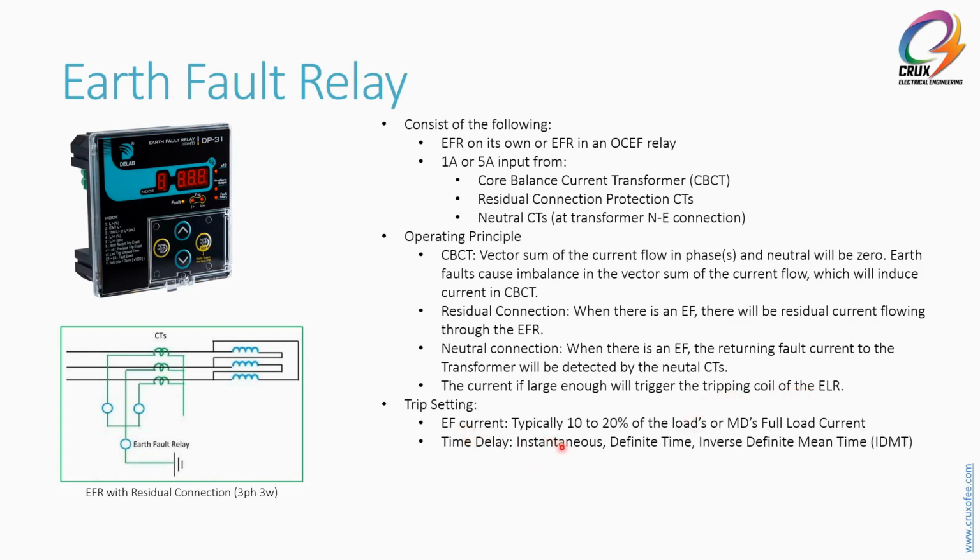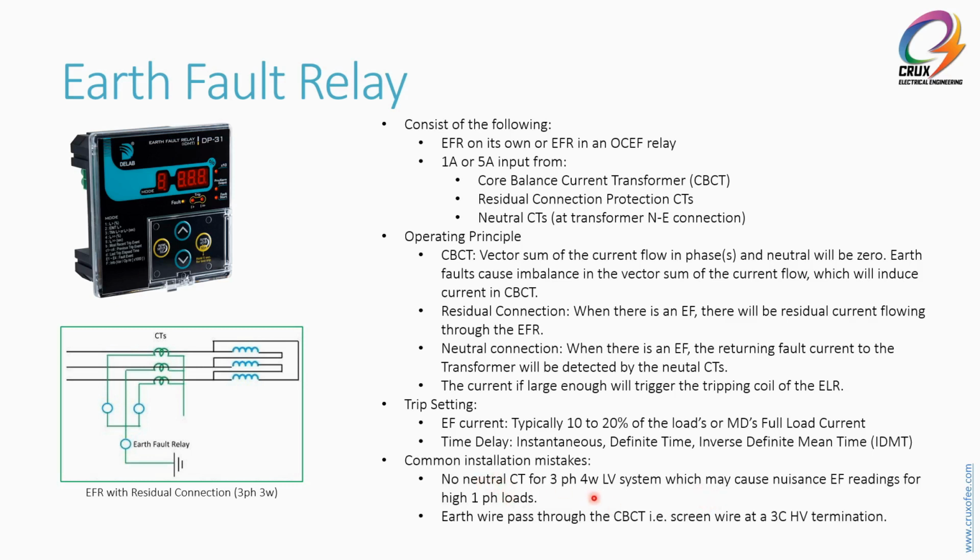So trip setting, this is typical setting, which is about 10 to 20% of the loads or the MDs, maximum demands full load current. Normally, if this is connected for use at the transformer, so you will take the full load current of that transformer, and you take about 10 to 20% of that value of that full load current. Then time delay depends. You can set it instantaneous or definite time with some definite time delay, or using an inverse definite mean time, like the normal inverse curve or the very inverse curve or the extreme inverse curve under ANSI or IEC.